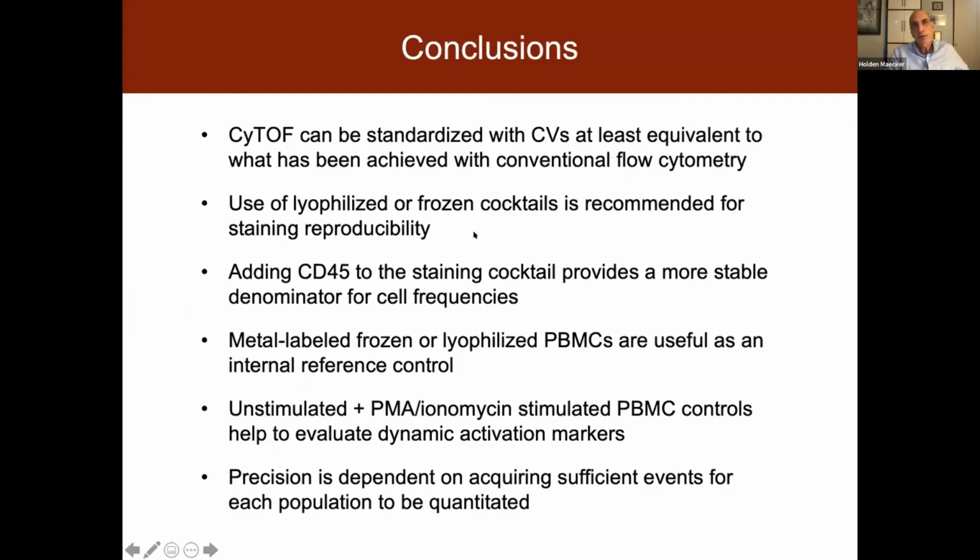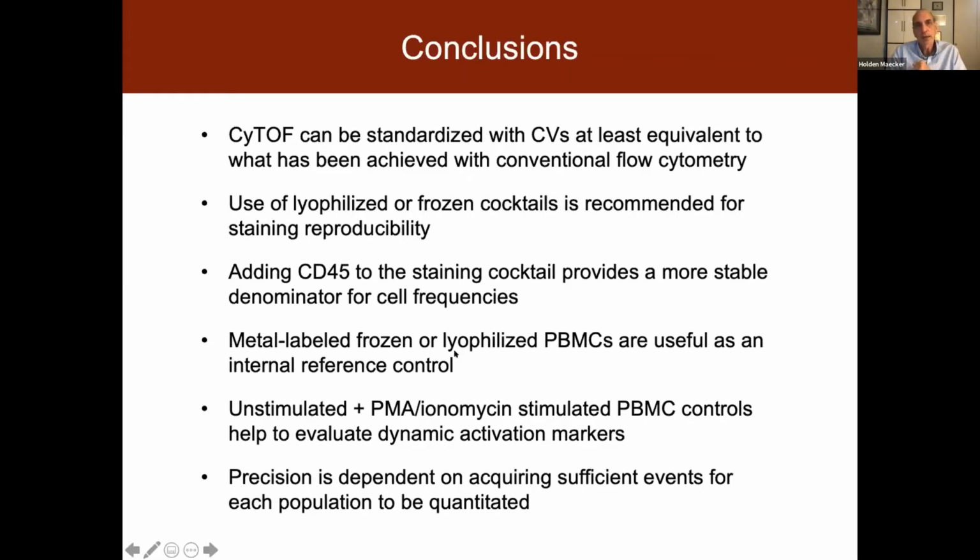The use of lyophilized or frozen cocktails is highly recommended based on our experience here versus in the first Gates-funded study. Also, the addition of CD45 to the staining cocktail, as I mentioned, is a good step, even though you're using cryopreserved PBMCs where all of the cells really should be CD45 positive, because it gives you a stable denominator for calculating cell frequencies, and that led to better concordance across sites.